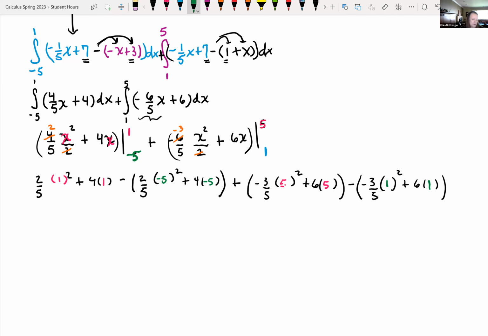So going through and just order of operations and simplifying. So 1 squared is 1, so we have 2/5. 4 times 1 is 4, so plus 4 minus, I'm going to distribute the negative as we maybe clean this up. So -5 squared is 25. 25 divided by that 5 there is +5 times that 2 is 10. So we're going to get -10. 4 times -5 is -20 times the negative out front is +20.